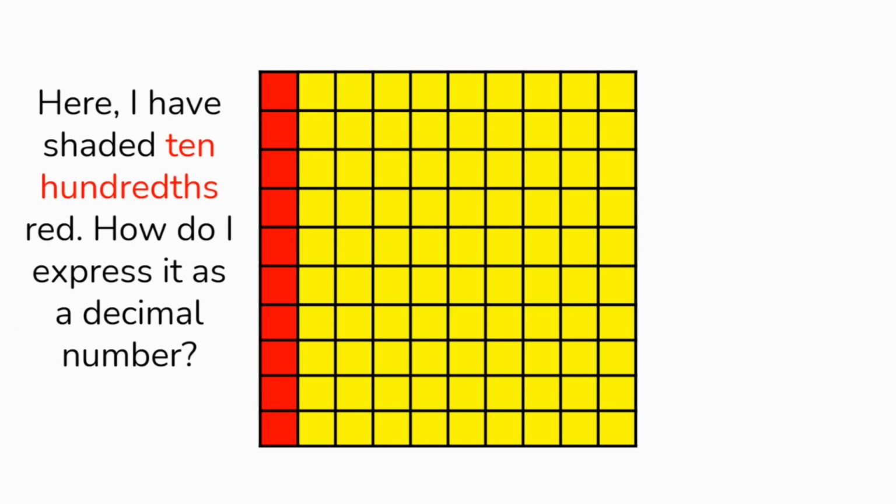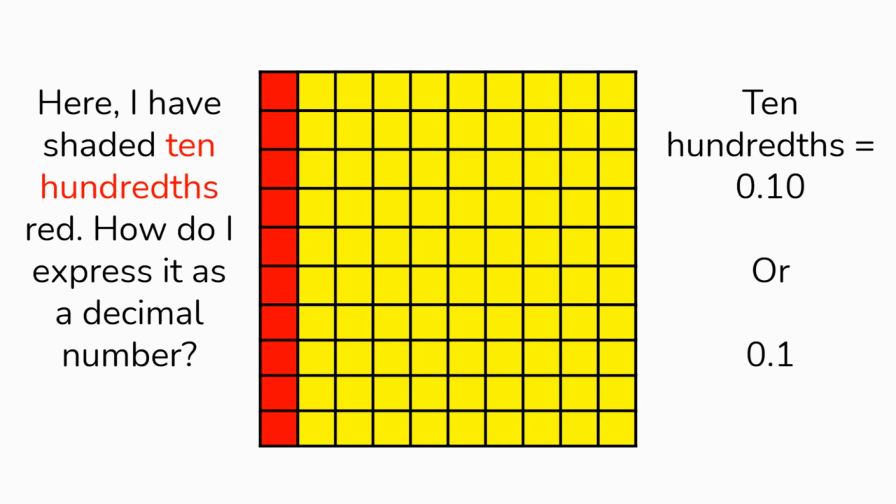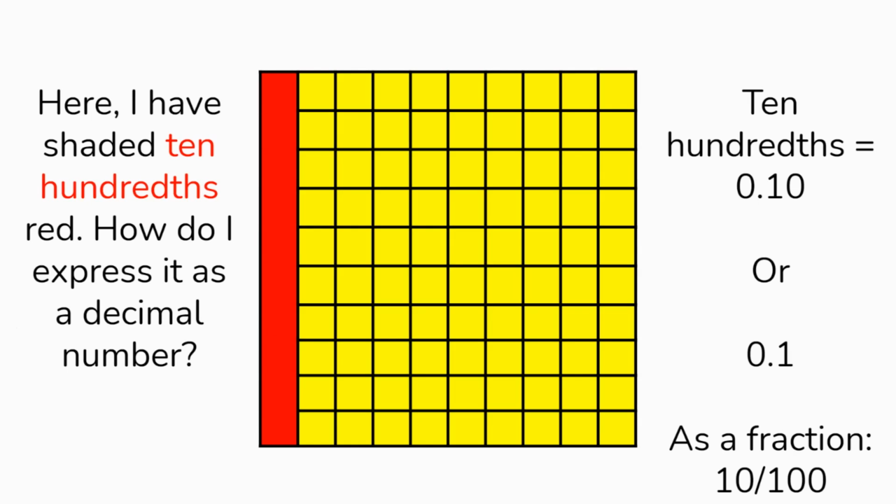Here, I've shaded 10 hundredths red. How do I write 10 hundredths as a decimal number? And I write it like that. And you might notice that the 1 is in the tenths place. Well, that's because 10 hundredths is the same thing as 1/10. As a fraction, we could also write it as 10/100, but I just want to show you that. Notice how I took the lines away? That whole thing is equal to a tenth.